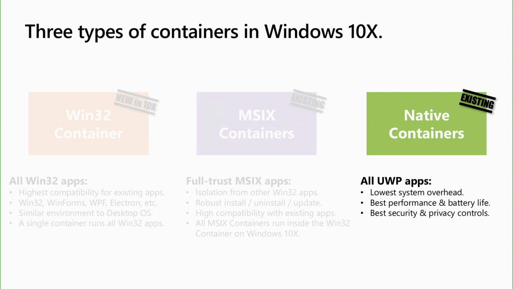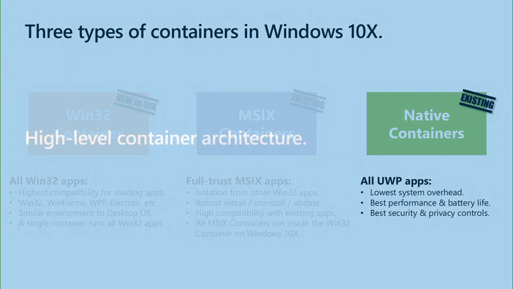And then finally, we have a native container, which is also an existing concept on Windows 10 Desktop or other Windows devices like Xbox, HoloLens, etc., also known as an app container. And this is where all UWP applications run, and this has the lowest system overhead, which means we provide the best application performance and battery life running in a native container, and also it has the best privacy and security controls so that customers are in control of where their data goes. So they're the three types of containers we have in Windows 10X.